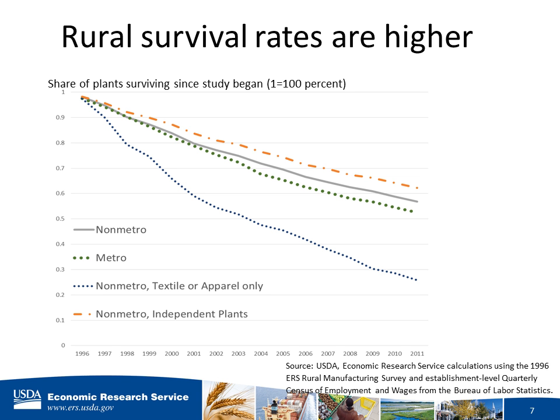Rural independent plants had a 62% survival rate, while rural multi-unit plants, such as a branch plant, had a survival rate of 50%. The survival rate also varied a lot by industry. The rural textile and apparel industries had only a 26% survival rate.